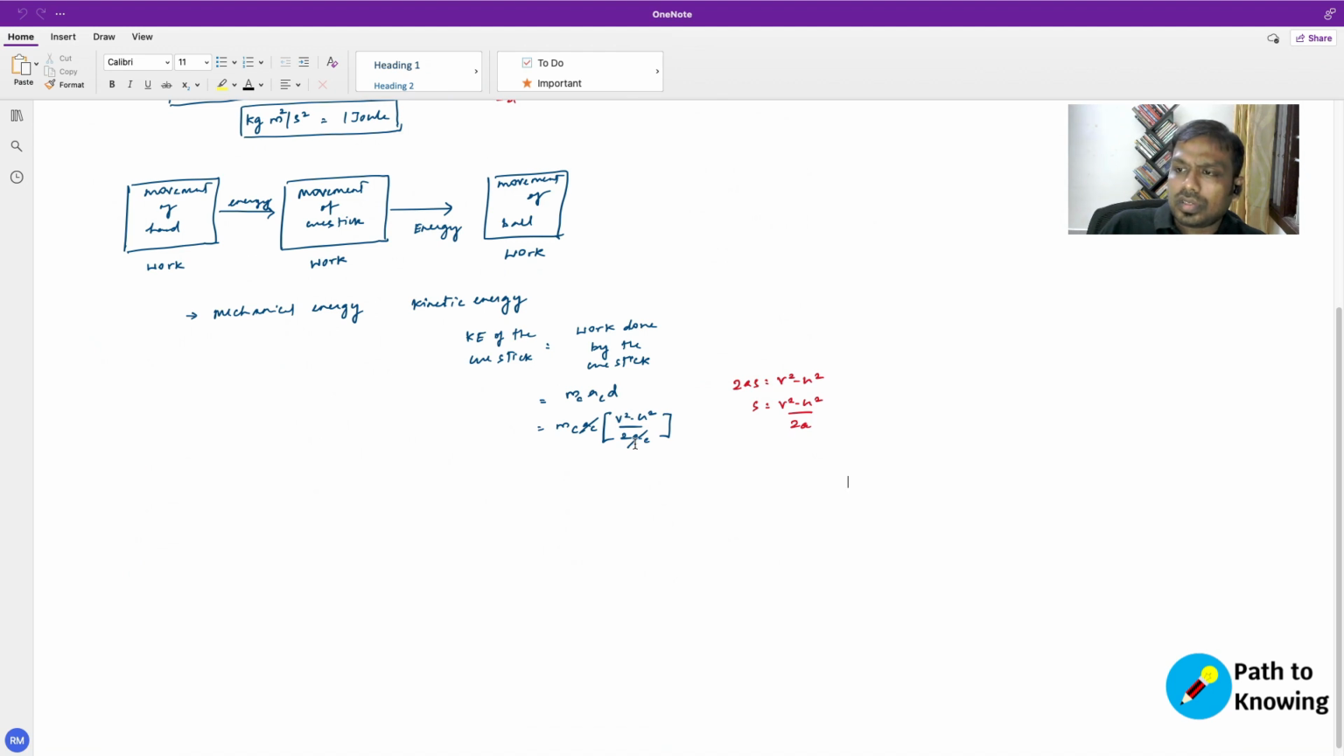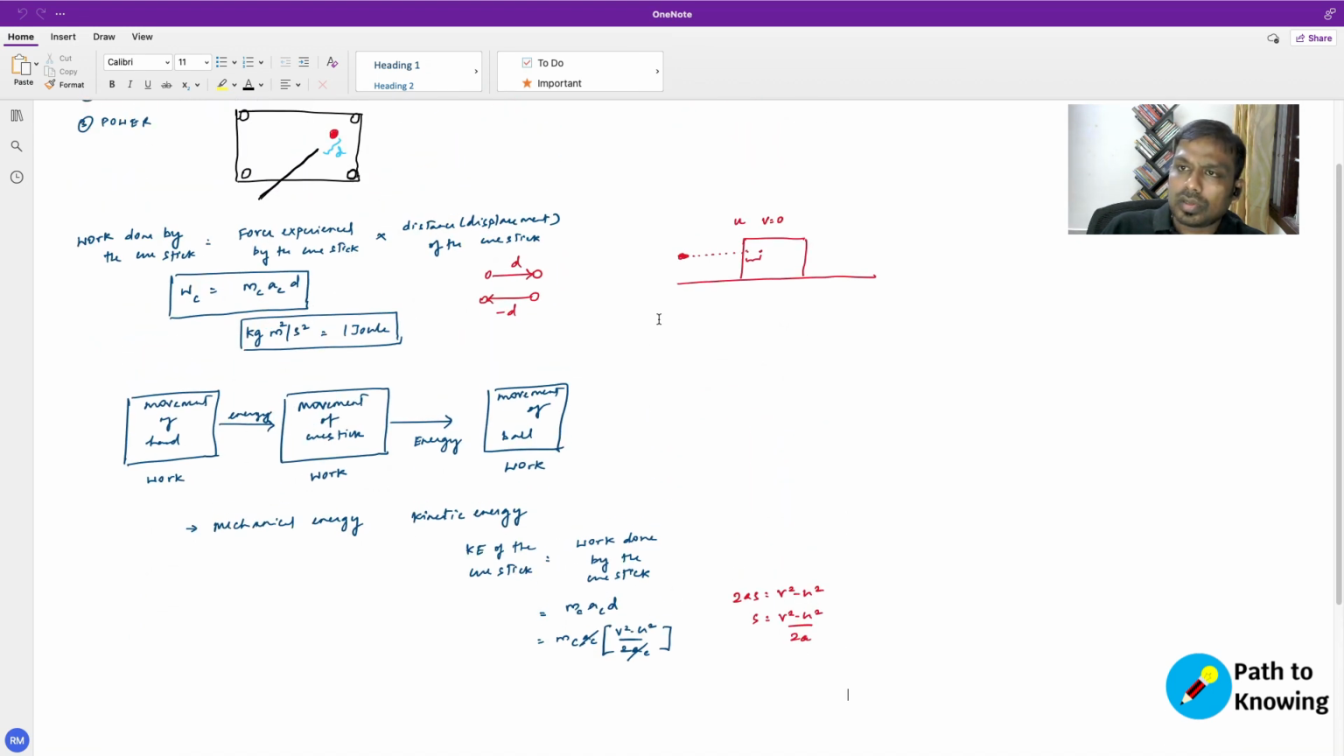So this talks about the initial velocity u and final velocity v. But in this case, for the cue stick, the initial velocity was 0 because the cue stick was at rest. The work done ended up with the cue stick acquiring the velocity v. So u is considered to be 0 here, because the cue stick was at rest before the work was done. Which means that this is equal to m times v squared by 2.